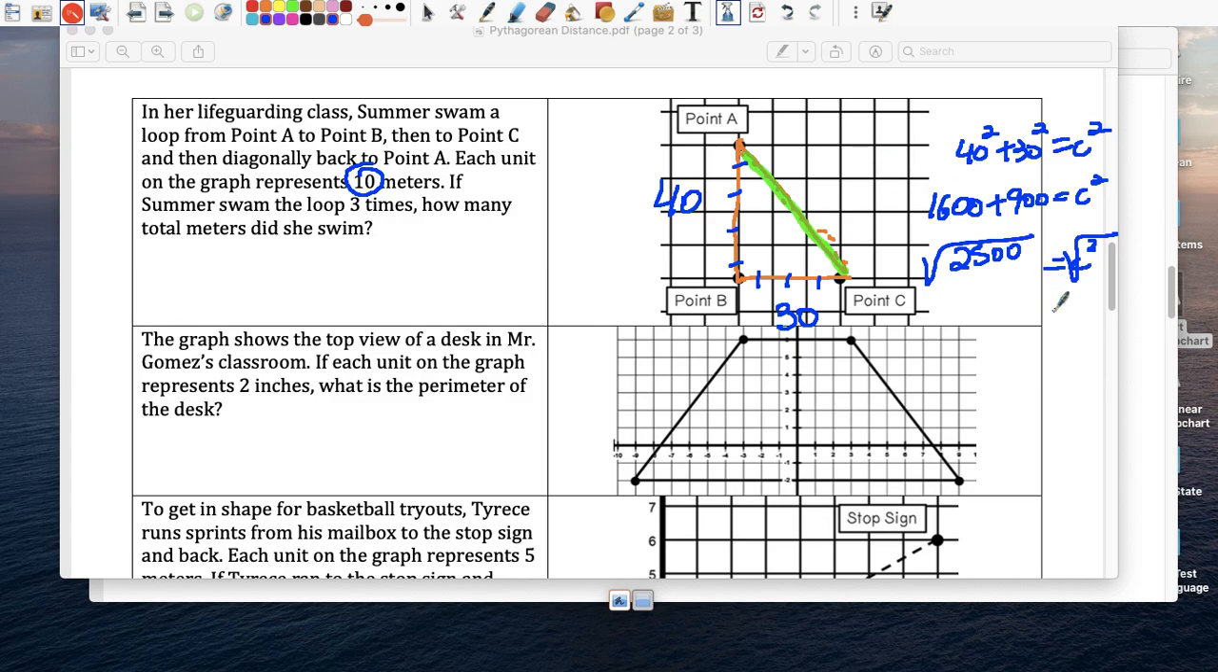And x, or c, equals 50. So this is 50. So 250 meters. I think it's meters. Yeah. So she did this 3 times.